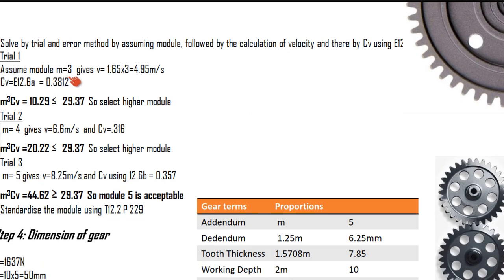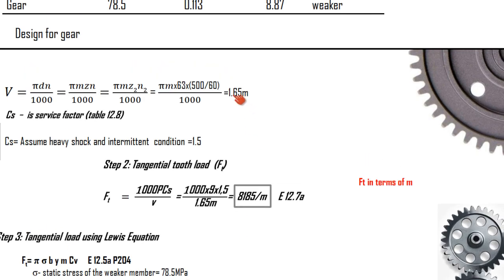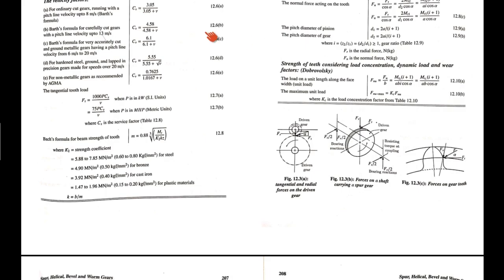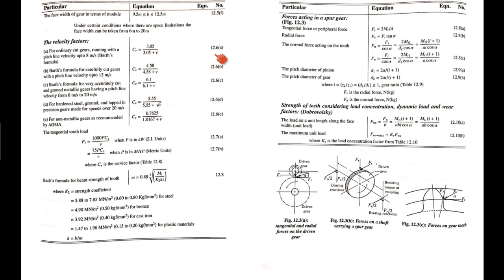So let us start with the assumption of module m equal to 3. The value of velocity we have already obtained is 1.65 m. So upon substituting, you are going to get the velocity as 4.95. Now let us go to the data handbook and see the equations given for CV. See, velocity factor CV has equations from 12.6a to 12.6e. So 12.6a, 3.35 by 3.35 plus v, that is the Barth formula when the velocity is less than 8, and if the velocity is greater than 8 you can go for 12.6b. In a similar manner you have equations for various speed ranges. So this is the value we are going to use to calculate the value of CV.